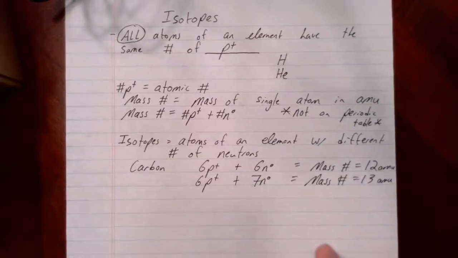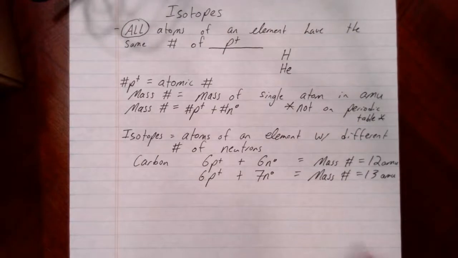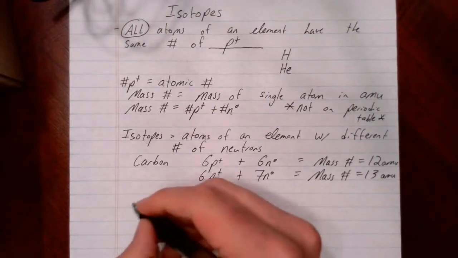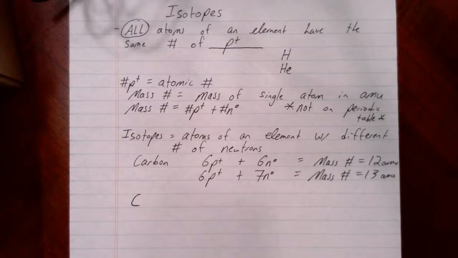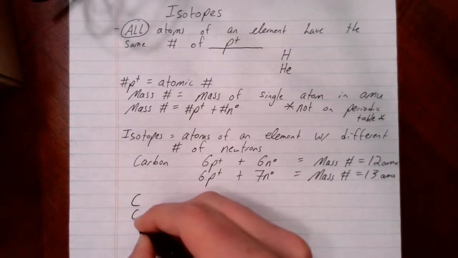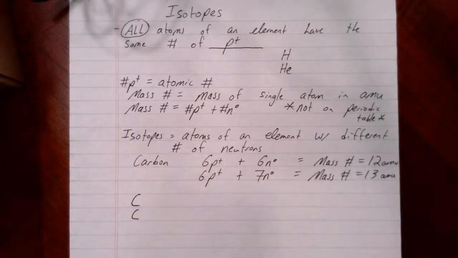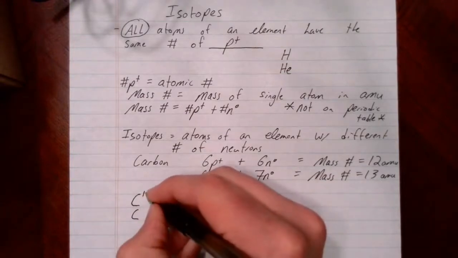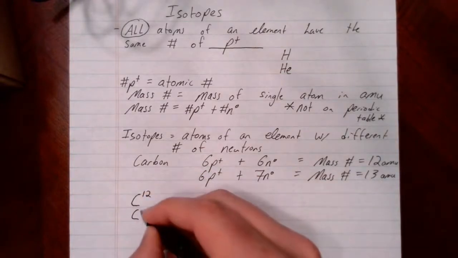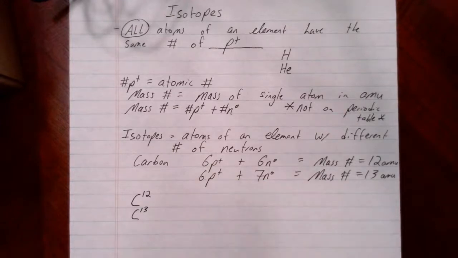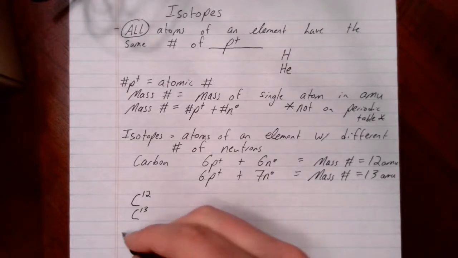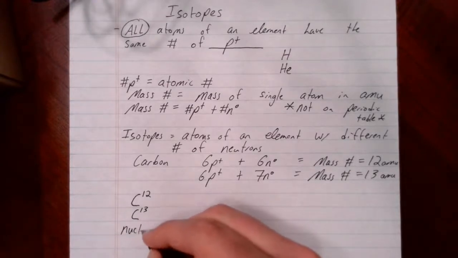There are a couple of different ways that we show this. We know the symbol for carbon is a capital C. So let's describe the two isotopes of carbon I described here. I could write carbon 12, or I could write carbon 13. That is one way to notate the mass number of a certain atom, and we call this the nuclear notation.